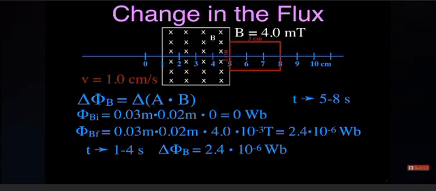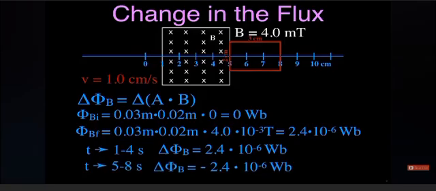And what's happening at 5 to 8? This would be just the reverse of what's happening here. We are moving out of a magnetic field and going back to 0. So you see there's going to be a flux which decreases to 0 as the coil moves out. So our change in flux is going to be a negative 2.4 times 10 to the power negative 6. Everything else was constant, only that we are moving our coil out of a magnetic field in the same manner that we moved it into the magnetic field. So there is a change, which is a decrease, a negative 2.4.